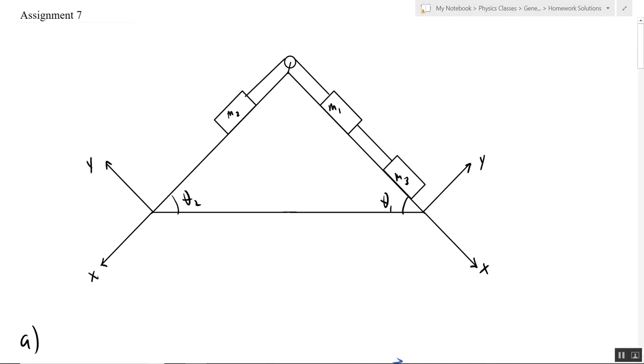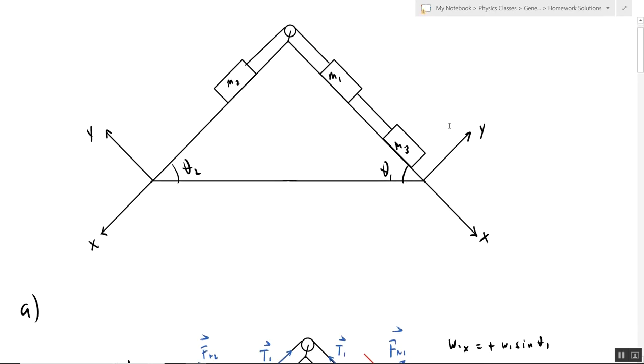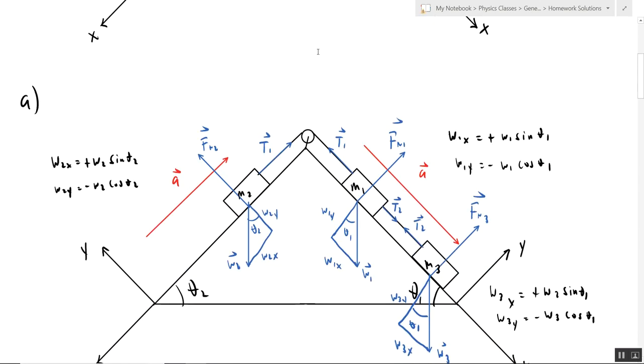So number 7 looks like it's a pain, but it's actually not. Once again, we're just going to sketch the forces on all the masses and apply Newton's second law to all 3 masses and see what we get. That's it. So let's sketch all the forces.